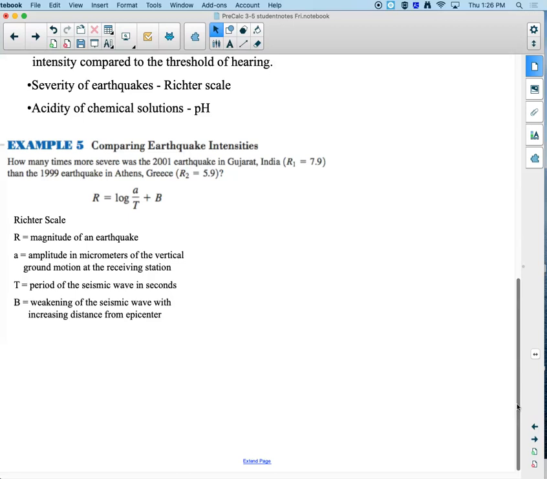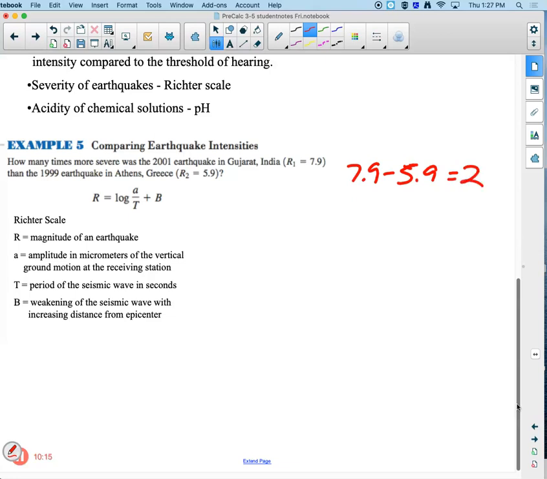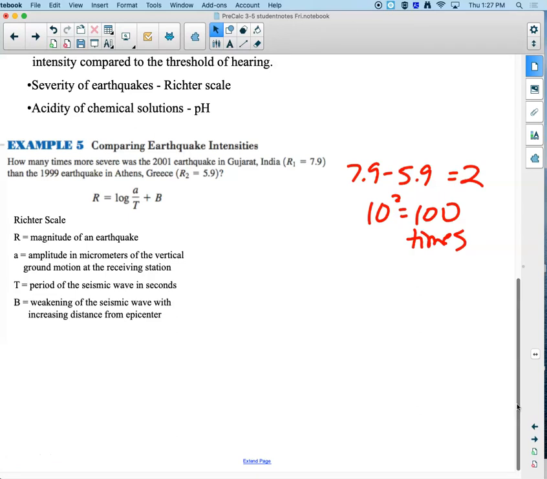So that Richter scale measurement is the log of A over T plus B. Well, before I even go that far, if we know what we're doing, we would say all we'd have to do to compare those two is take 7.9 minus 5.9, and the order of magnitude increase here is 2. But that's the power of 10. So this is 100 times. It was very much more severe earthquake. It was 100 times the original one.